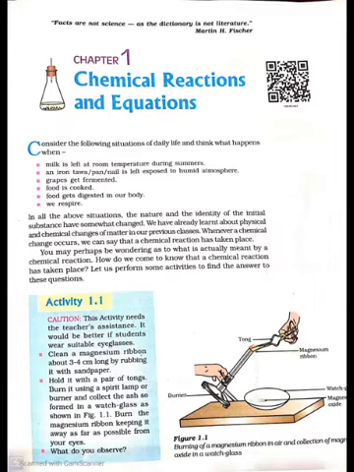Calcium oxide reacts vigorously with water to produce slaked lime, that is calcium hydroxide, releasing a large amount of heat. CaO + H2O = Ca(OH)2 + heat, 1.13. In this reaction, calcium oxide and water combine to form a single product, calcium hydroxide. Such a reaction in which a single product is formed from two or more reactants is known as a combination reaction.